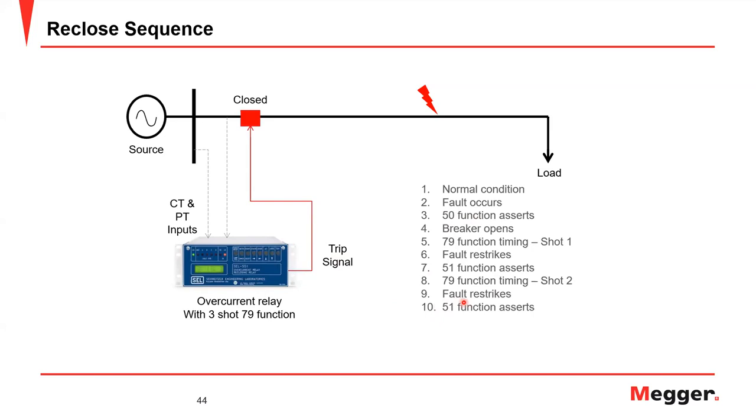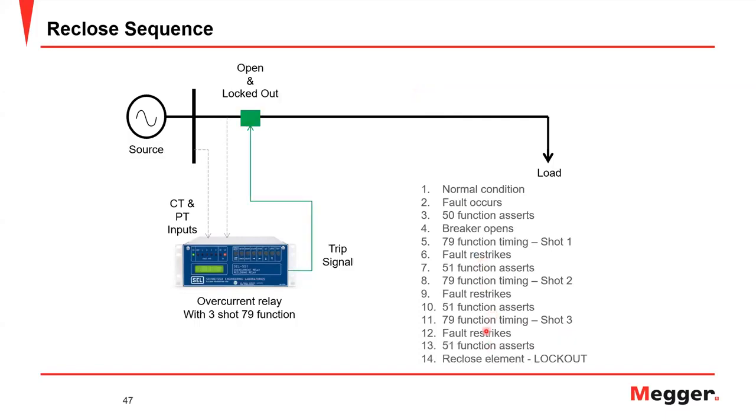Okay. 50 function times out, trip signal is sent, breaker opens. So now we're timing towards shot 3, and this will be a little bit longer time. This may be up to 3 minutes, 5 minutes in some cases. It finally times out, breaker's closed again, restrikes, 51 function asserts. This time, however, it reaches lockout. As soon as the 51 function asserts, a trip signal is sent, the breaker comes open, and the whole thing is over. Pretty straightforward.